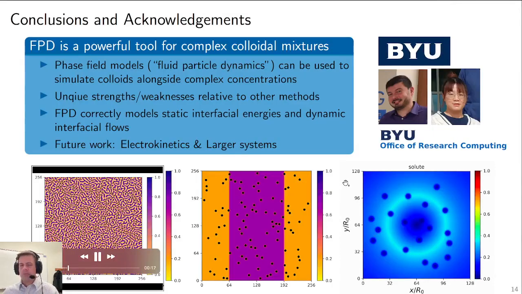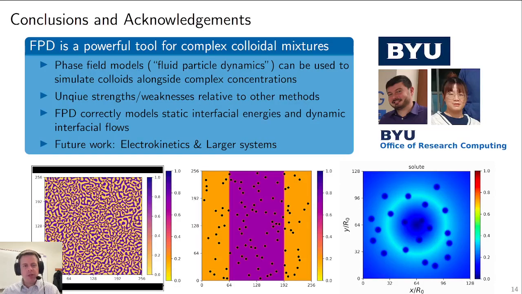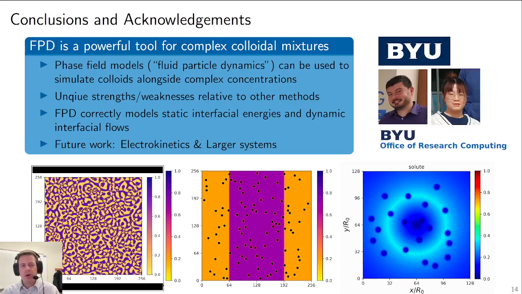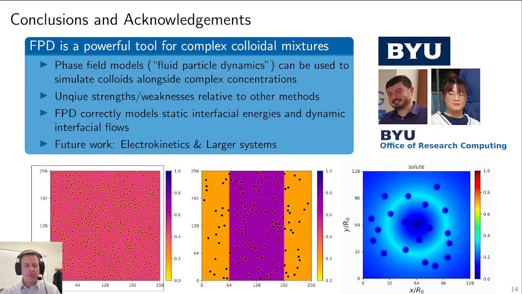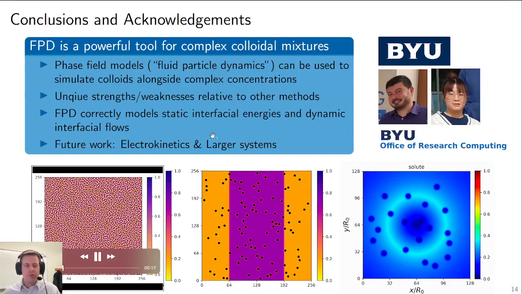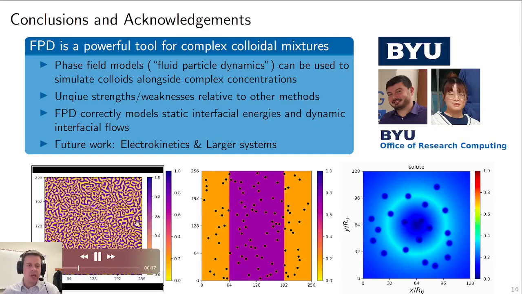Okay, I'm about out of time, but we think that these phase field models, or the fluid particle dynamics as Tanaka calls them, can be used to simulate colloids alongside a lot of interesting cases where you have complex concentration gradients. In particular, there are unique strengths and weaknesses of this method relative to other methods. It's easy to calculate concentration gradients. It's easy to do polydispersity. It's easy to do high density. It's relatively difficult to do really large systems spatially, but we're working on expanding the methods to be able to handle those systems. So what we've seen so far is that fluid particle dynamics correctly models both the static interfacial energies and dynamic interfacial flows.